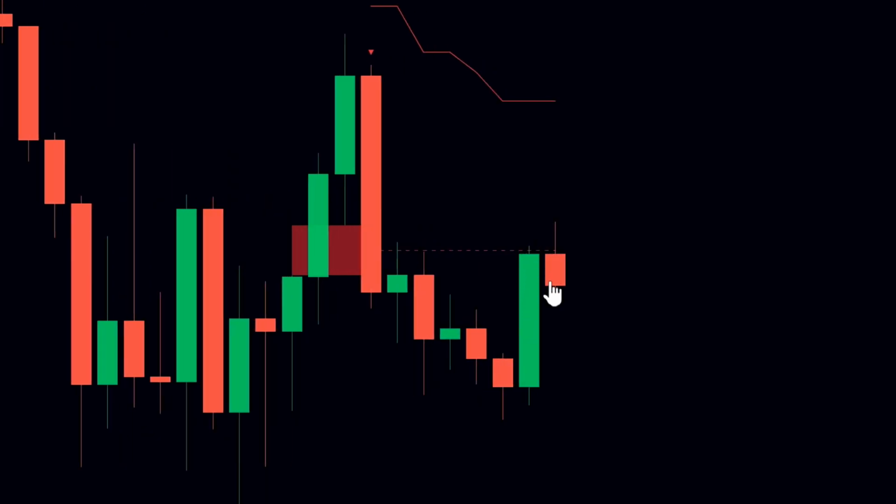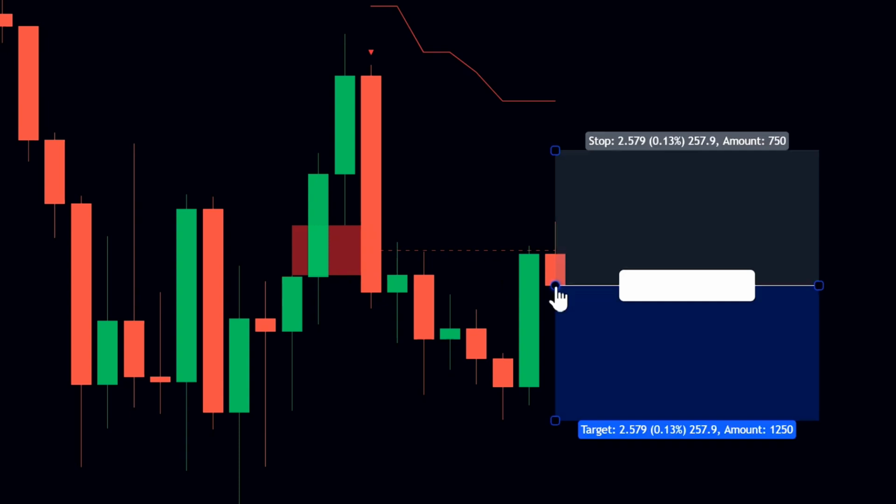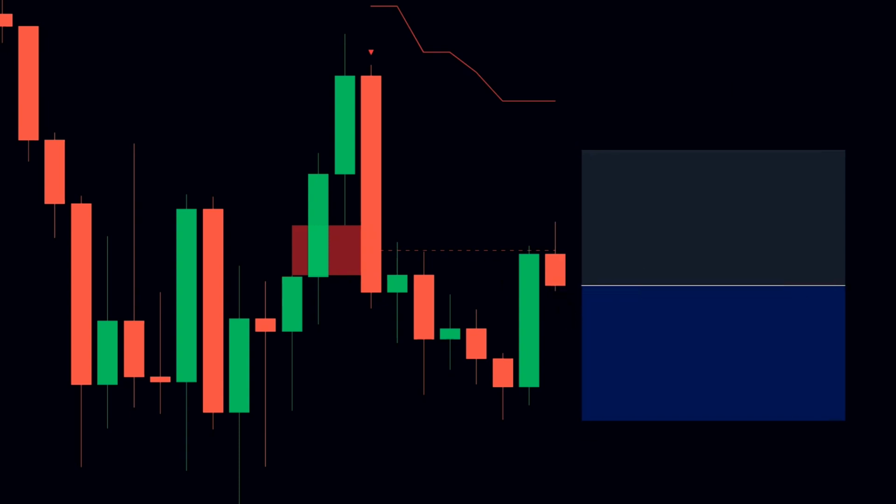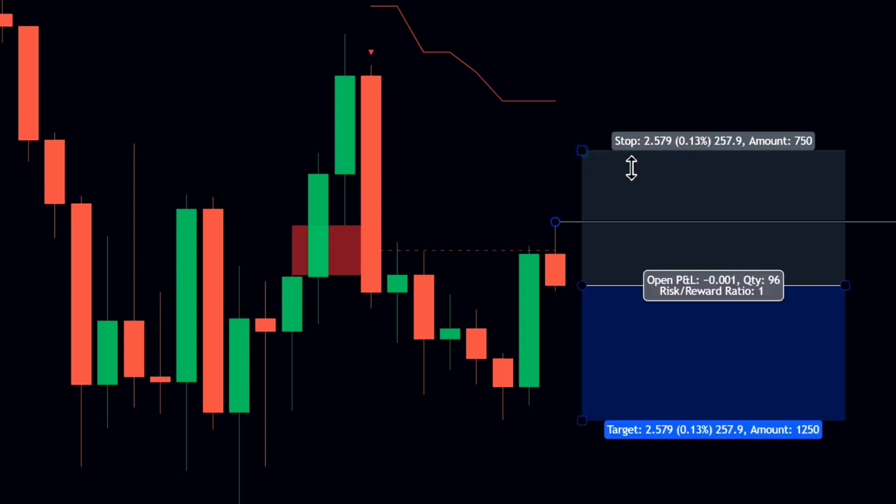If one does, the entry is invalid. 6. Once a red candle prints without closing above the center line, enter a short trade. 7. Place the stop loss above the recent swing high and take profit at 1.5 times your risk.